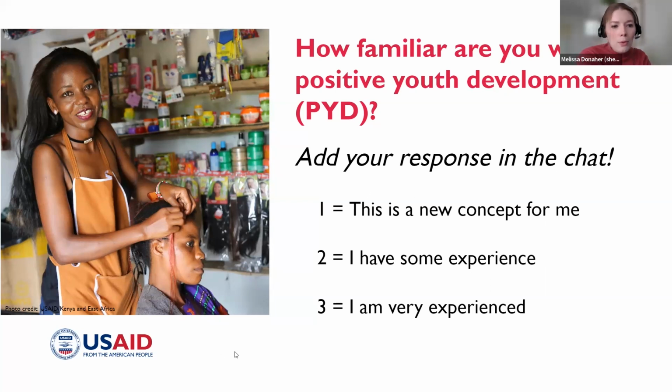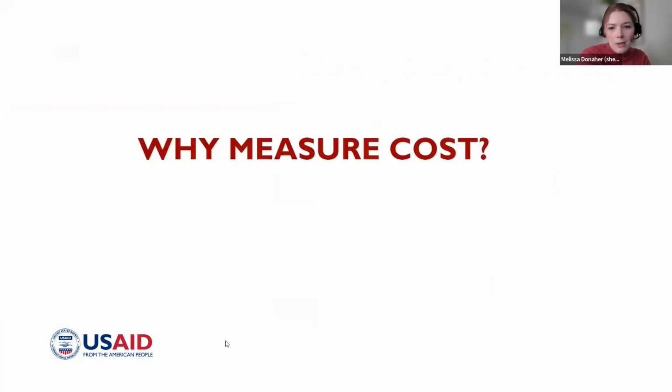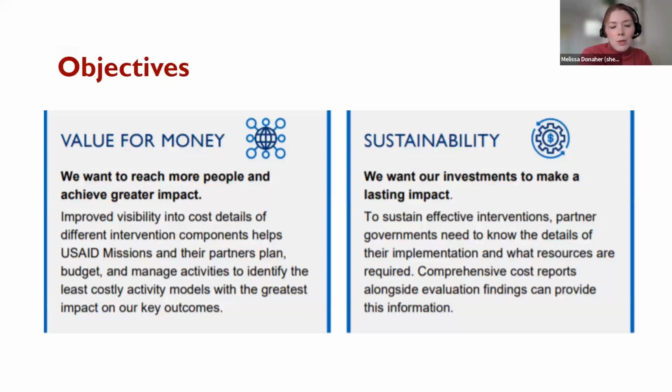So if we can go to the next slide, we're going to talk first about why are we measuring costs? Why do we see this as a valuable initiative at USAID? And so if we go to the next slide again, thank you. So there are two overarching objectives of this work, and they are to improve value for money and sustainability.